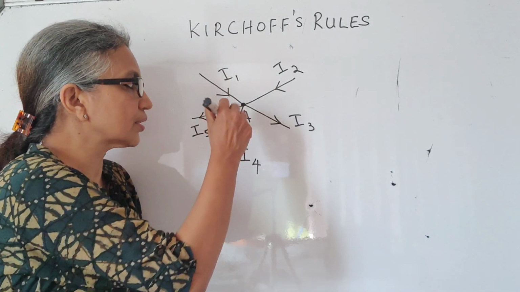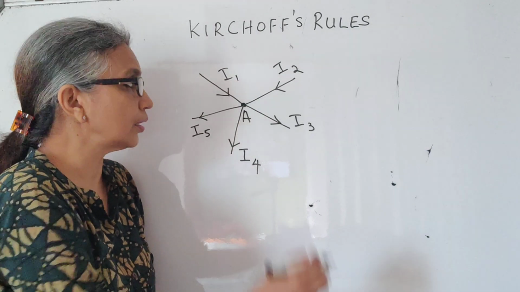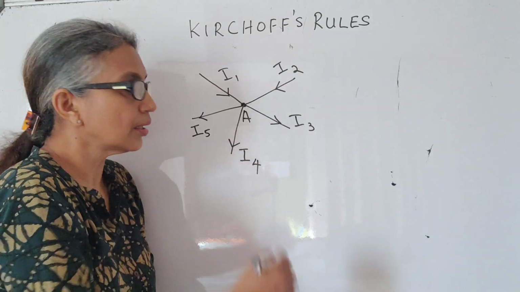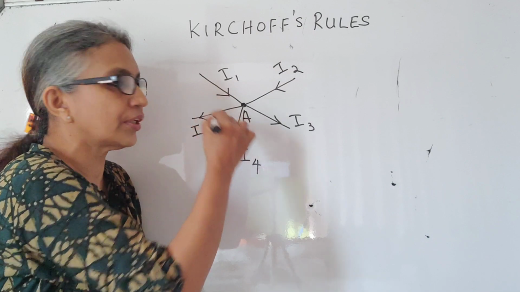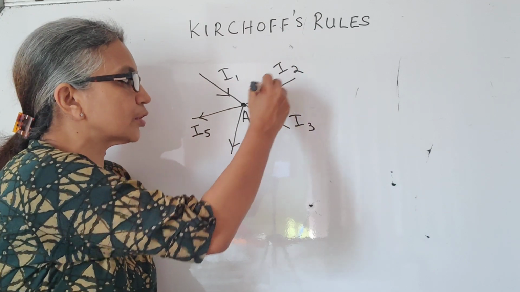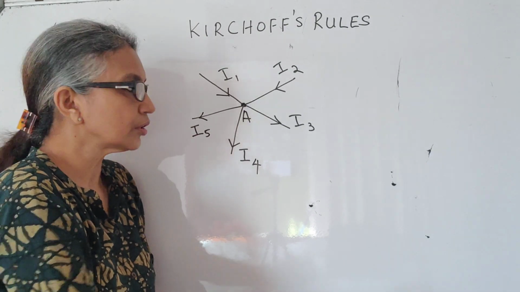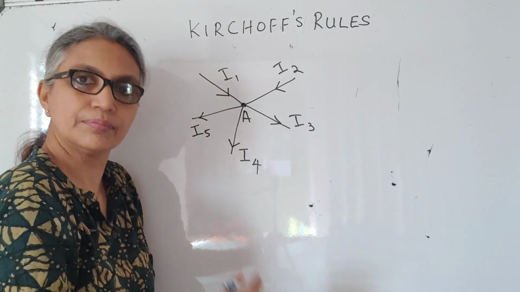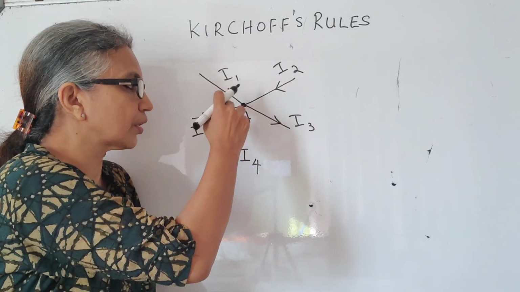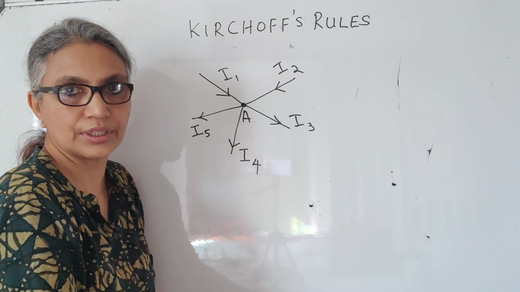Now as you know, charges can never get accumulated at a point. So obviously the sum of the two currents I1 and I2 entering must be equal to the sum of the currents leaving the junction. This is what you call the junction rule. For example, suppose this is 2 ampere and this is 5 ampere. The total current entering the junction is 7 ampere. So I3 plus I4 plus I5 must be equal to 7 ampere, because that 7 ampere current must leave the junction, since you can't have charges accumulating at a junction in the circuit.